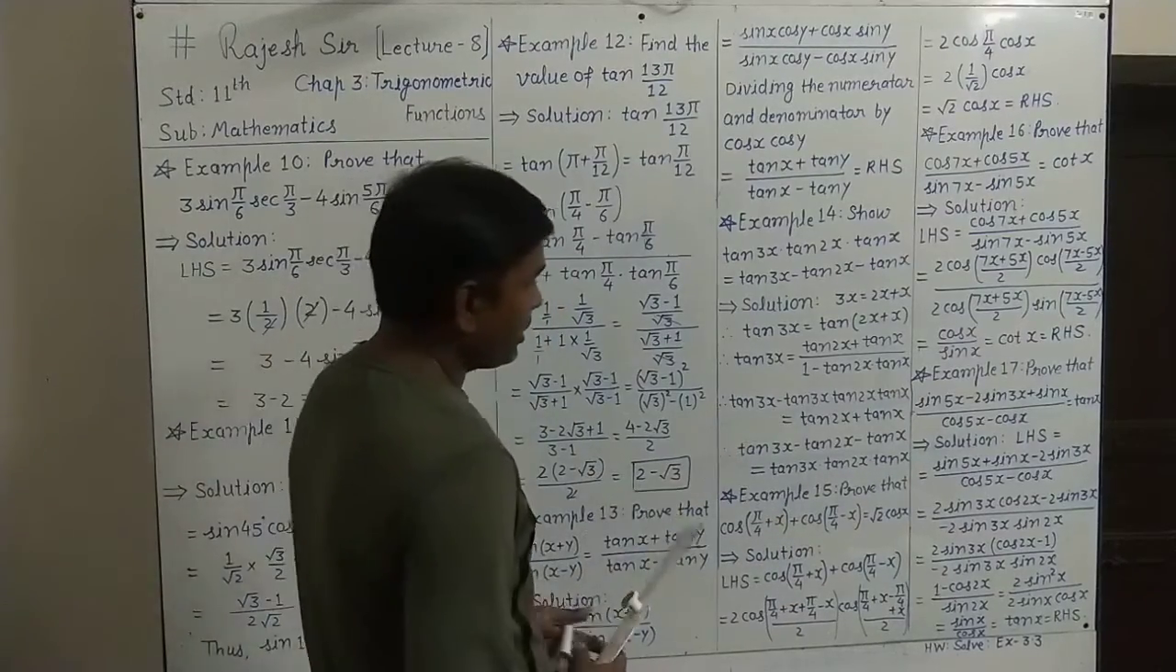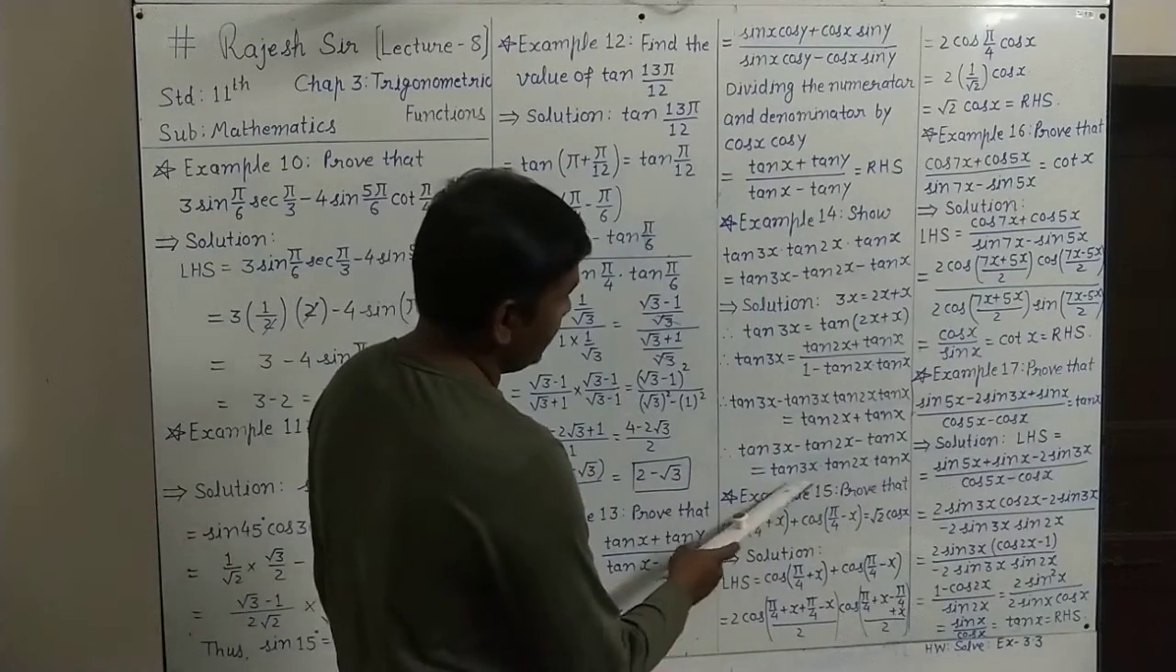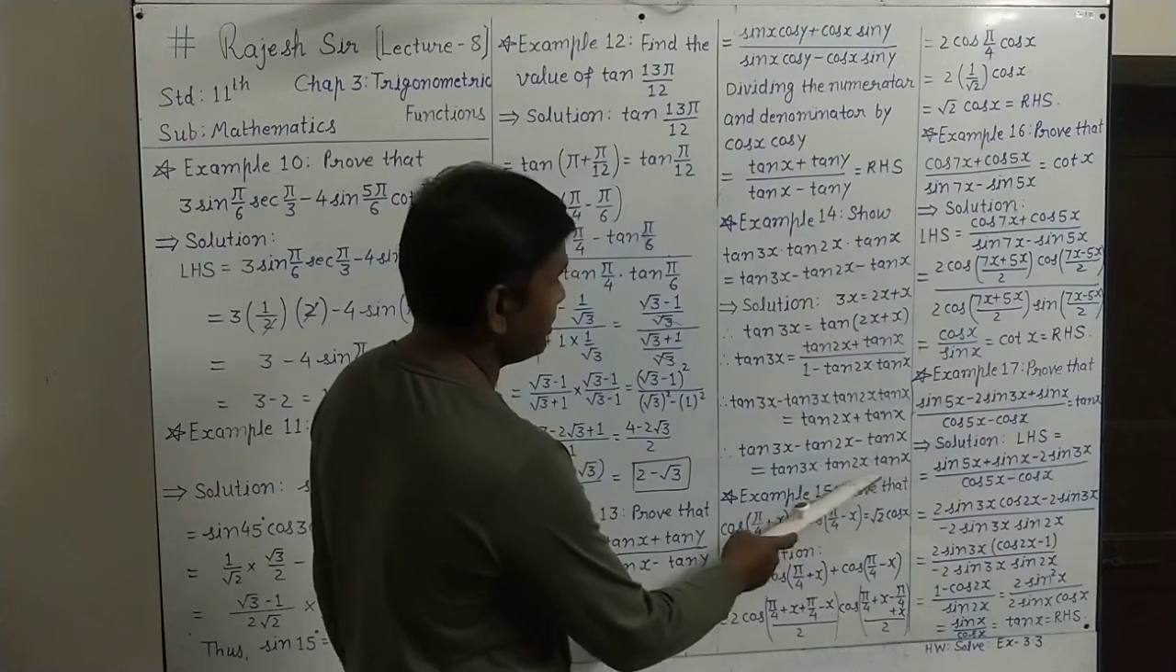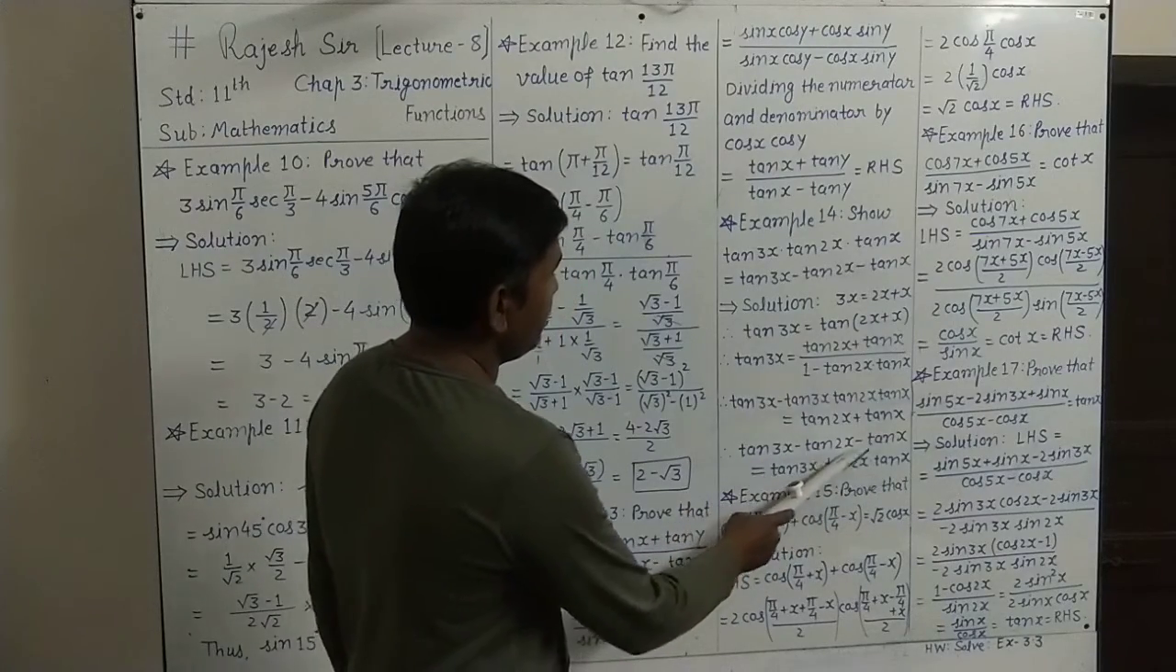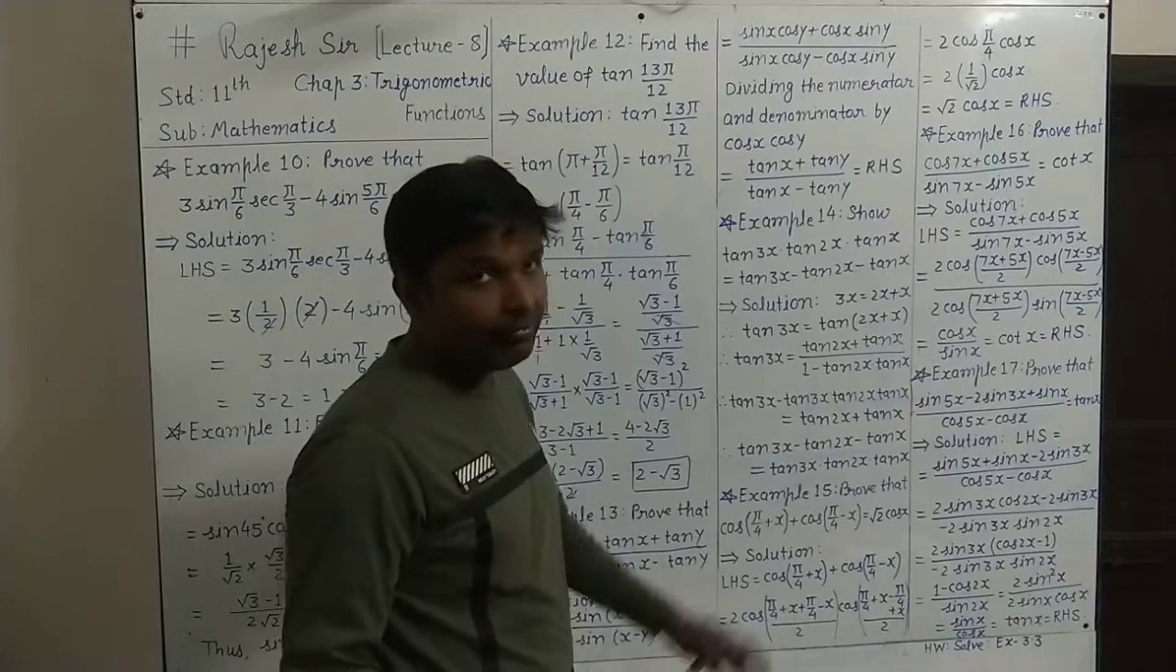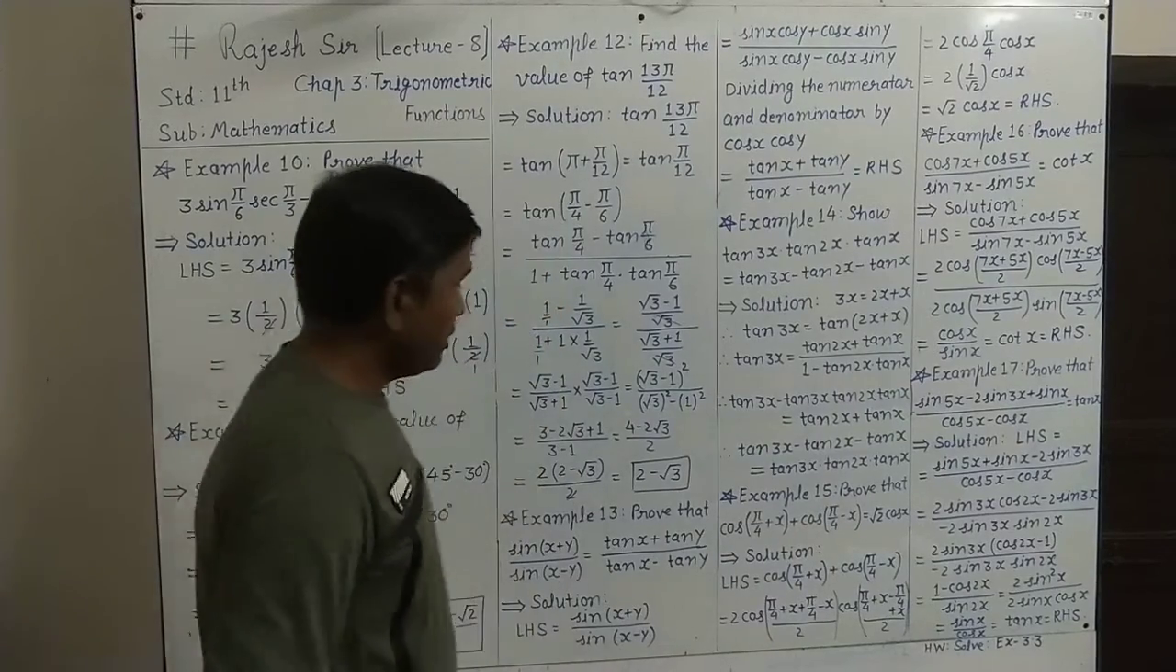And that is the proof. See, we wanted to show tan 3x tan 2x tan x equals tan 3x minus tan 2x minus tan x. So hence the proof.